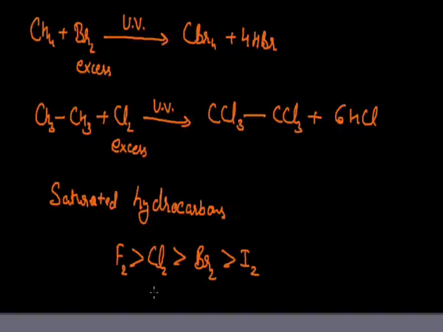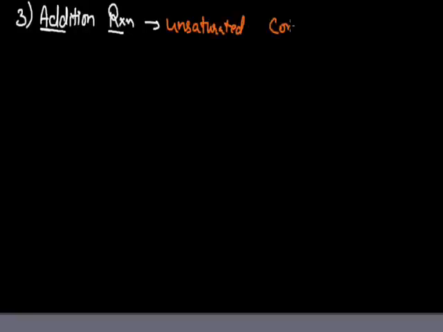Now we will look at the third kind of carbon chemical reaction, and that is the addition reaction. The third kind of carbon reaction that we are to see here is the addition reaction. Addition reaction is basically a characteristic reaction of unsaturated compounds, and here we are talking about hydrocarbons or carbon compounds. So we may say that it is a characteristic reaction of unsaturated hydrocarbons.